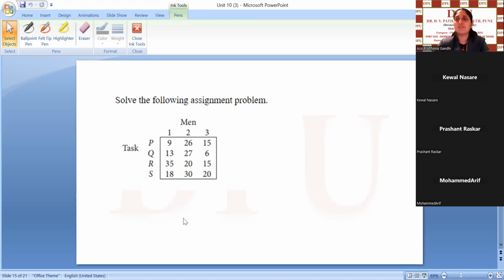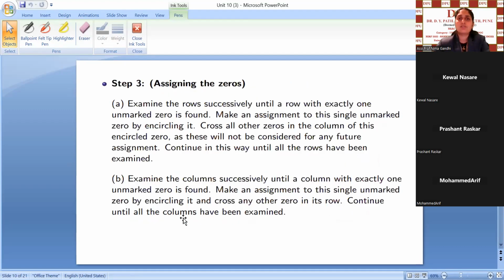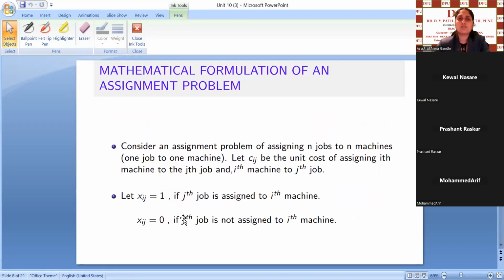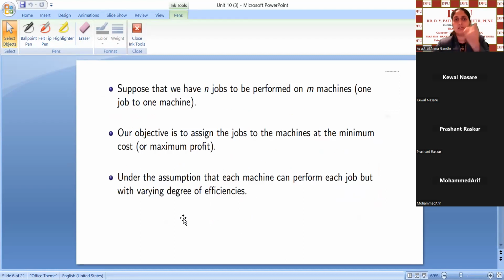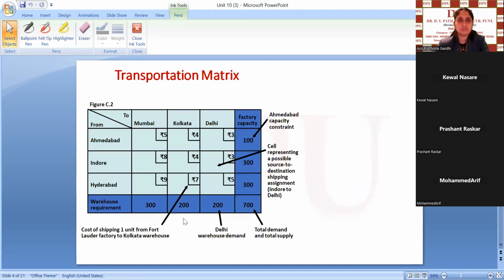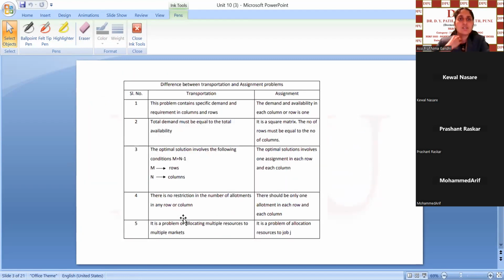So you don't have that demand, supply, ending row and total with you here, because you're doing one-to-one assignment. So this is also one of the special cases of the transportation problem, you can say. So let's see first the difference between transportation and assignment problem.